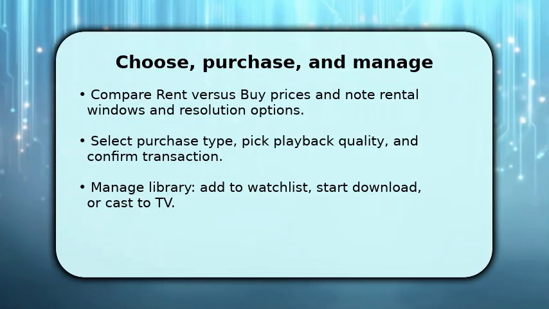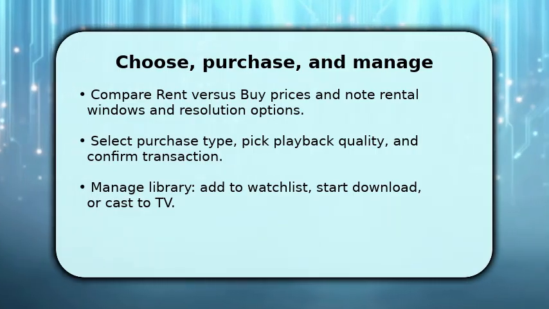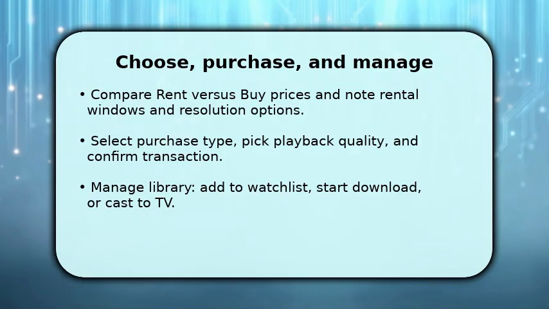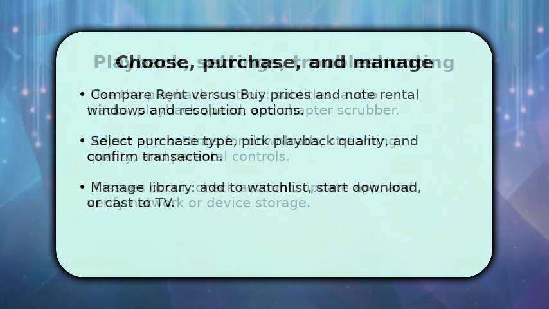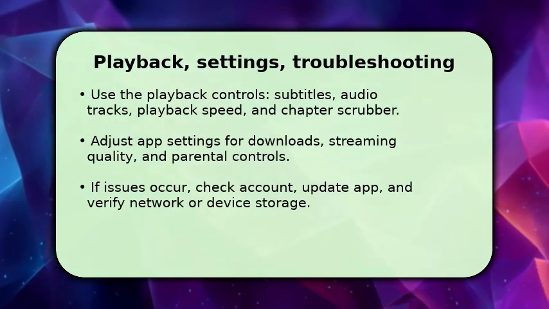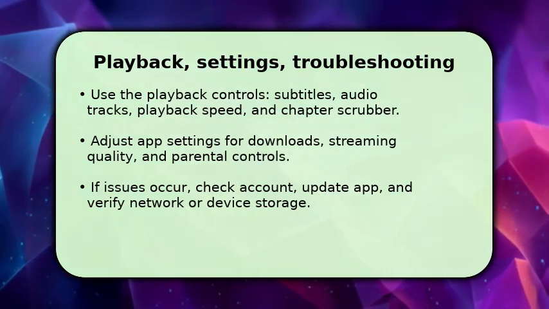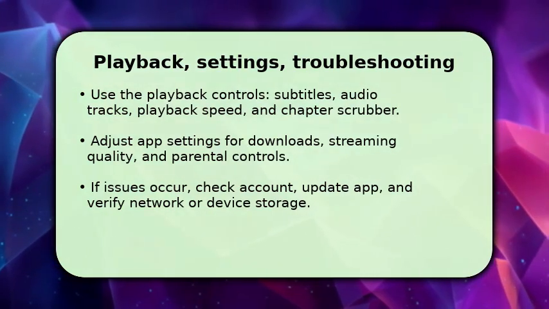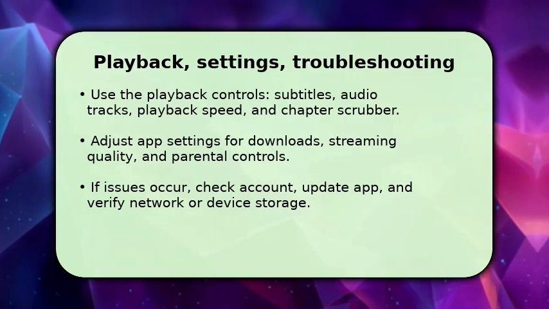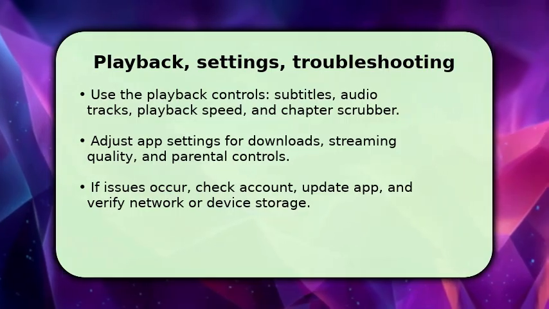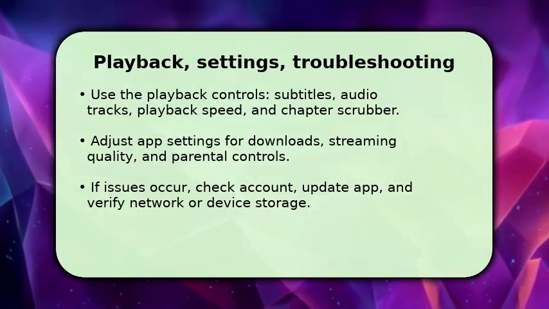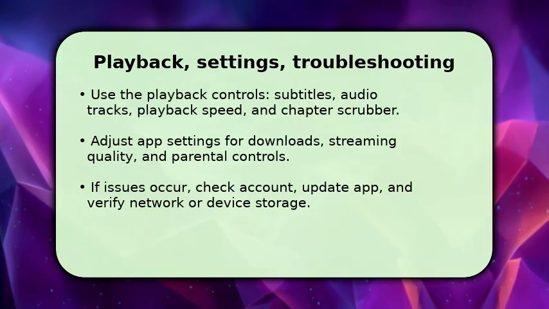Start a download for offline viewing or cast directly to a compatible TV using the cast icon. So you can watch, open the title from your library, and use playback controls to enable subtitles, switch audio tracks, or jump chapters. These options improve accessibility and convenience. Make sure app settings reflect your streaming and download preferences and set parental controls when needed to restrict content.